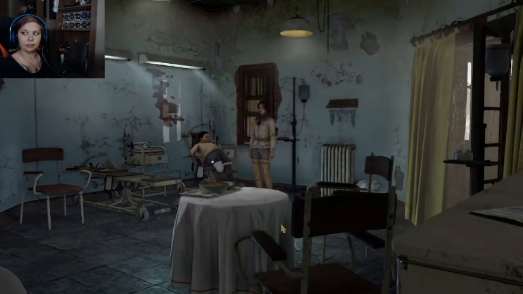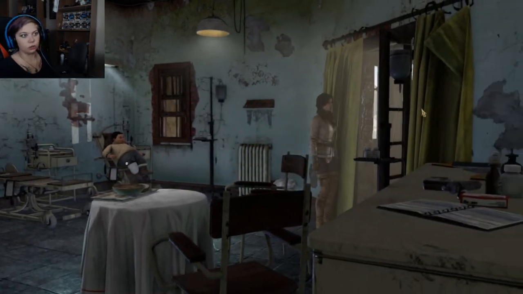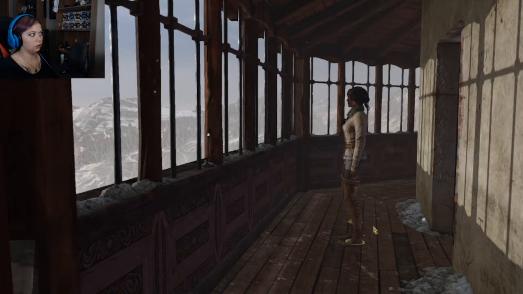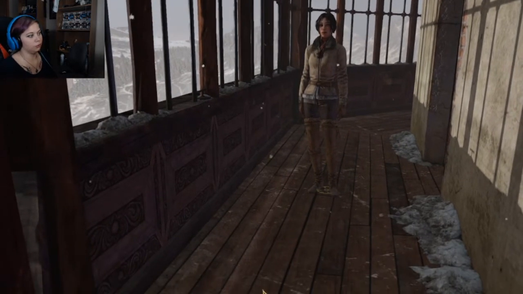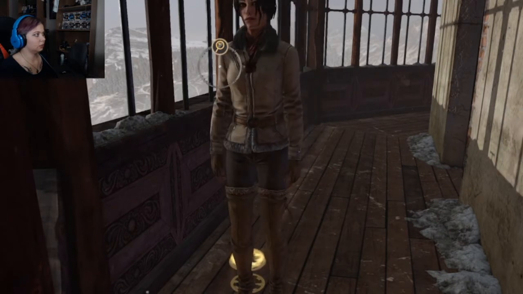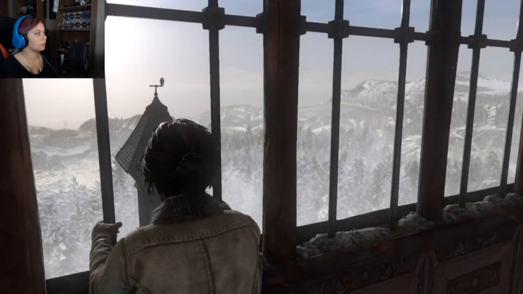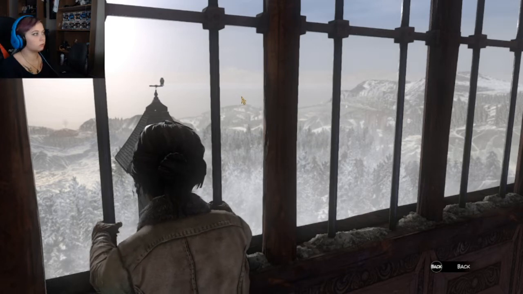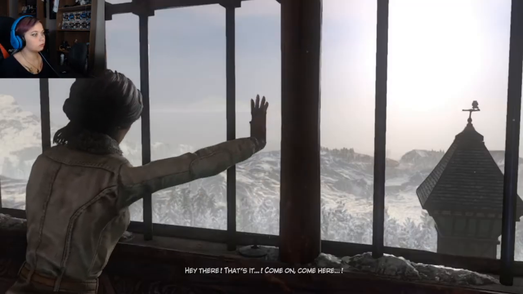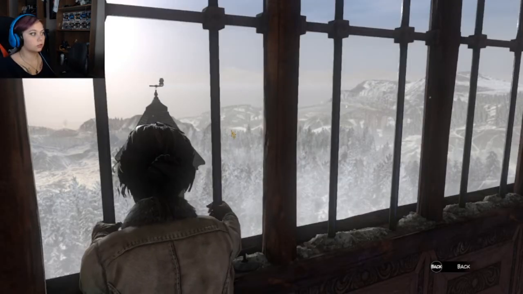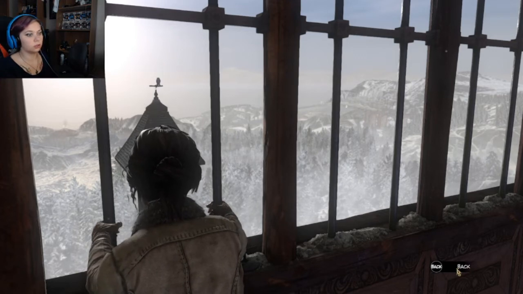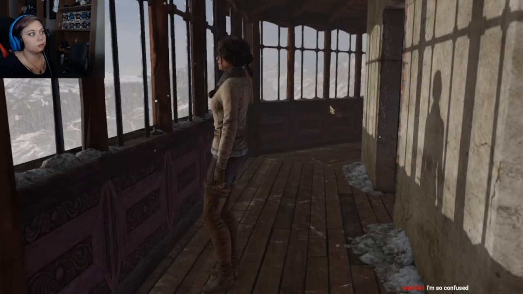The owl at the beginning. See, I knew Kirk would have the answer. Go this way. Okay, cool. Oh, wow. Wow, the lighting out here. Look at it on her. Like, oh, wow. Okay, wow. Okay. Hey there. That's it. Come on, come here. He'll figure it out.